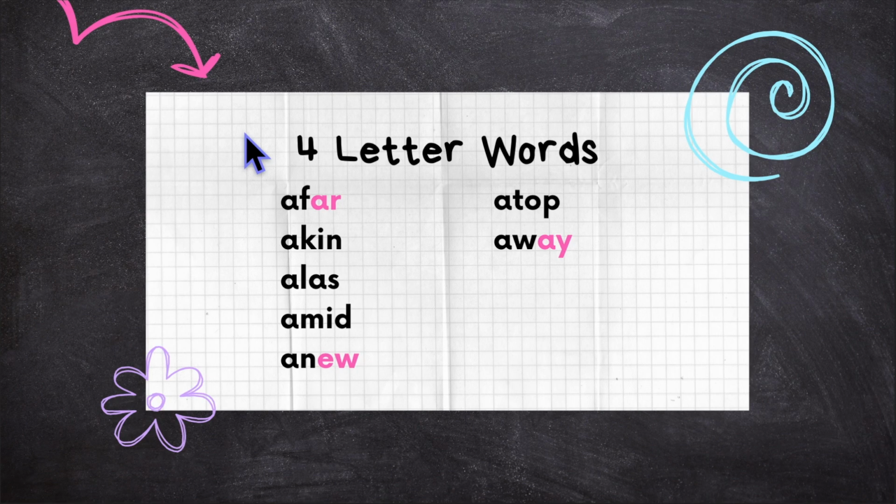Here are some words where the A will schwa and sound like a short U. AR says R, so this is afar, akin, alas, amid. EW says ooh here, anew, atop. AY says A, away. Notice in how many of these words, the rest of the word after the A is a word by itself. Like right here, we could see the word far, kin, new, top, and way. If you see a word that starts with an A and everything after it looks like it could be a word by itself, that's a big clue that the A is very likely to schwa.